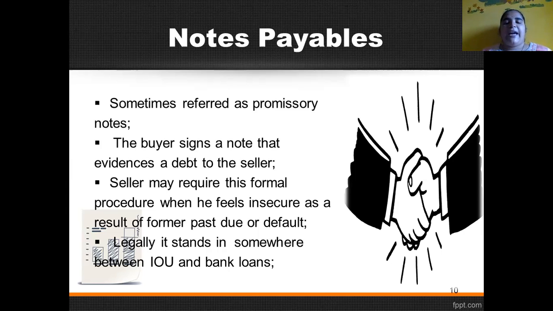Legally it stands somewhere between an IOU document and a bank loan. Now, what is an IOU document? An IOU document is a document where you write that I have to pay you a certain amount on a certain date. Here, you are transferring it to a third party. So it is neither a bank loan, nor an IOU. It is something in between. So the seller may require a formal procedure. The bills payable has a particular format. It should have the name of the person who is drawing it, the name of the person to whom it is transferred, who has to pay, the amount, address, signature, and even a stamp.